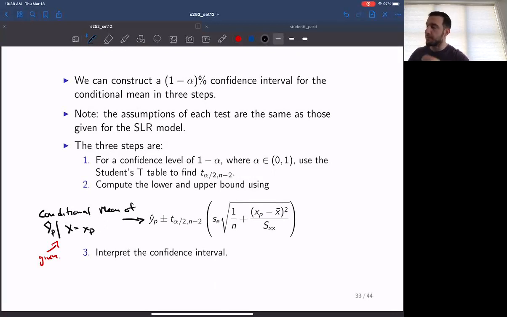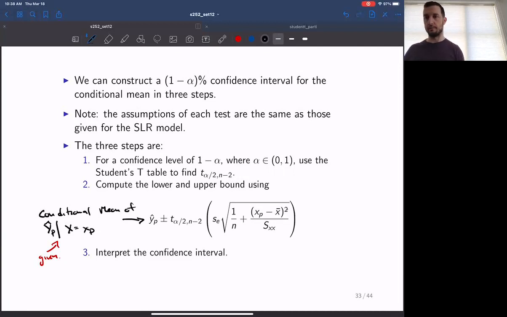So you can see that the error that we have to account for here is composed of SE, the standard error of the estimate, multiplied by the square root of 1 over n, plus xp, the value of x that we are predicting at, minus the mean of the x values, squared divided by Sxx. Okay, and then we interpret the interval.